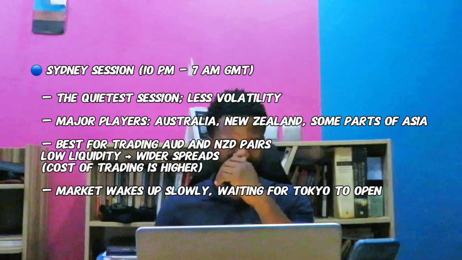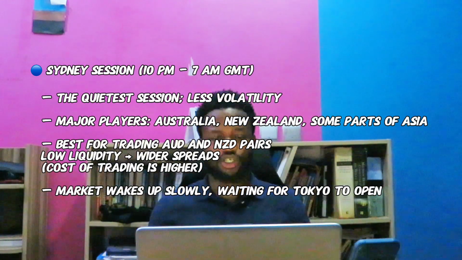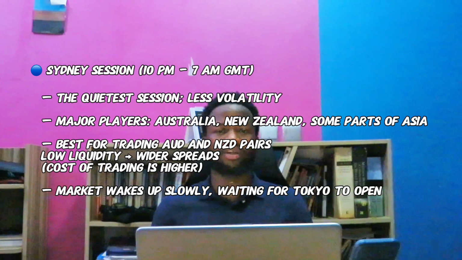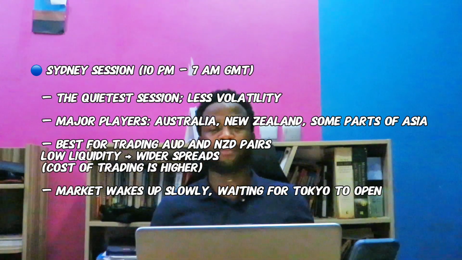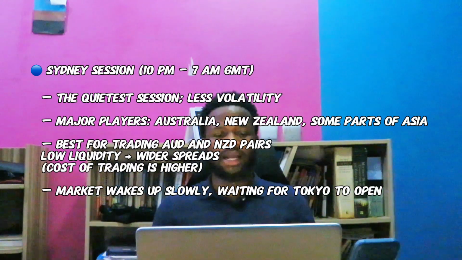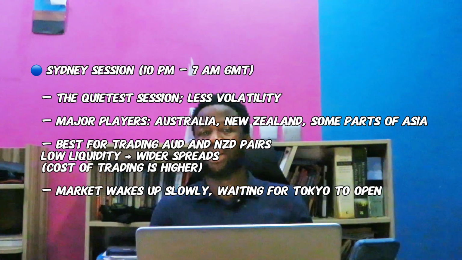The major players here are Australia, New Zealand, and some part of Asia. It is best for trading Australian dollar and New Zealand dollar pairs. Anything that pairs with them tends to have some volume at this time. And then it has low liquidity, and that means that it's going to have wider spread.